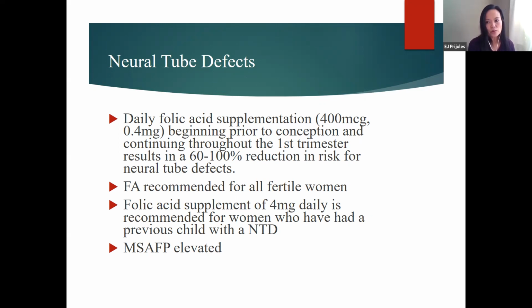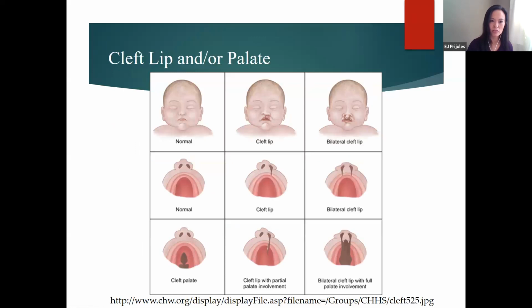And for those individuals who've had a child already with a neural tube defect, their supplementation with folic acid is suggested to be increased to 4 milligrams versus the 400 micrograms in those who have not had a child with a neural tube defect or are felt to be at risk. And just remember, neural tube defects can be identified on ultrasound at times, as well as when maternal serum AFP is elevated.